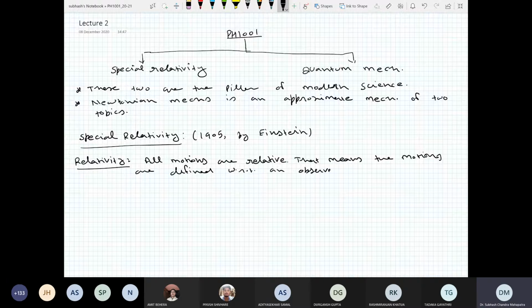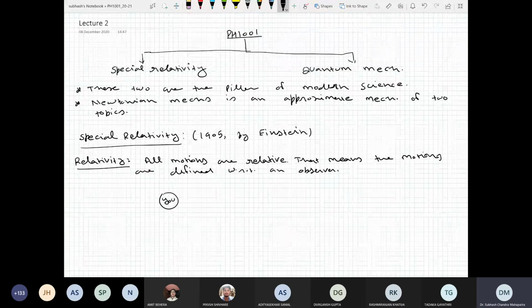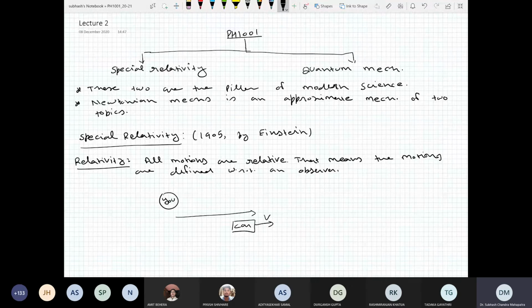For example, a bus is going, and this is you. Let's say according to you, you are at rest, and then a car or bus is going in this direction. Let's say this is a car with velocity v. Now you cannot say that the velocity of the car is v. What you have to say is the velocity of the car is v with respect to you.